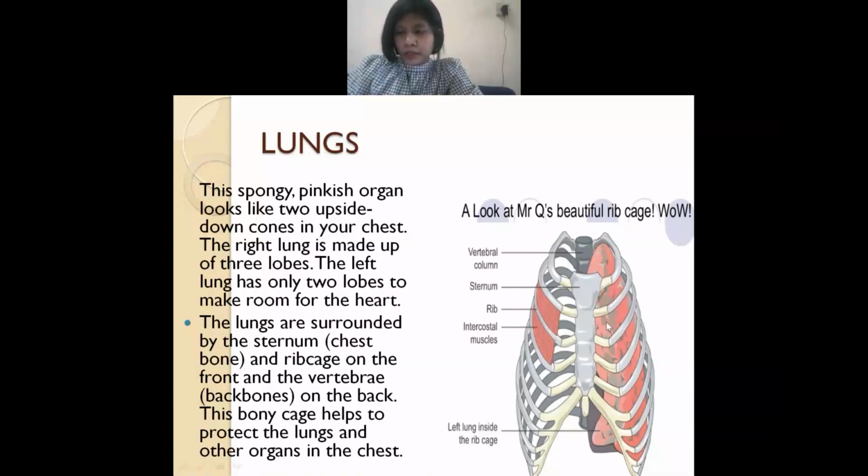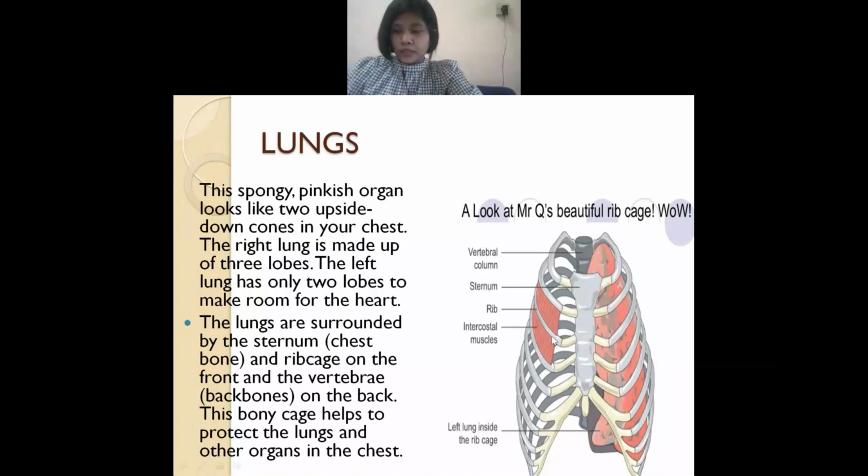The lungs are covered, or else protected, by the rib cage. So this is the rib cage. In the front portion, or else the anterior side, you will find the sternum, this one in the middle. You can find the sternum, which is also known as the chest bone. And backside you will find the vertebra. I'm sorry, not the rib cage. This is the vertebra, and it is also known as the backbone.